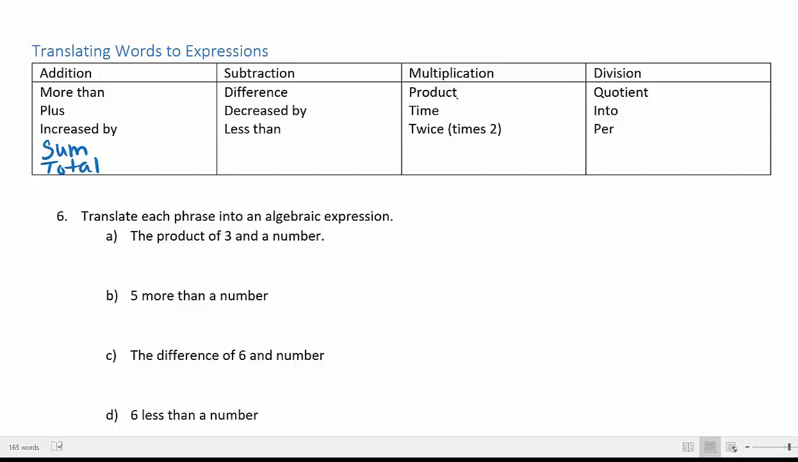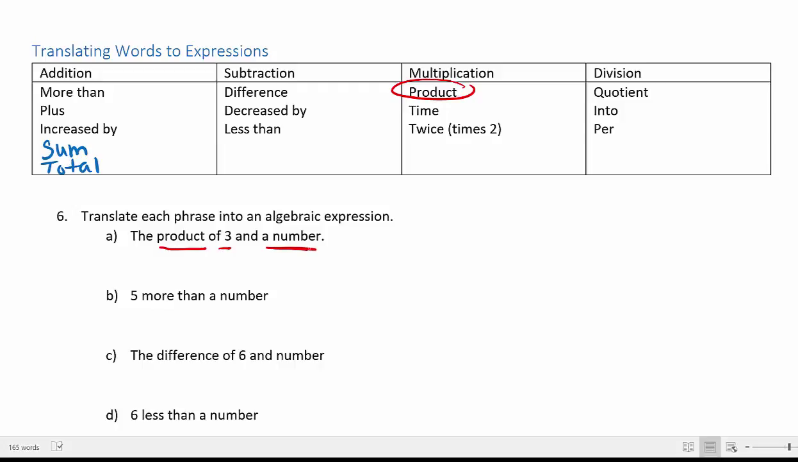There are other words that can be used for these operations. As you come across them in your homework, feel free to just add to this list of keywords. So what I'd like to do then is try to translate words into algebra. And so let's just do example 6a. This problem says we've got the product, and product means multiply, of 3 and some unknown number.